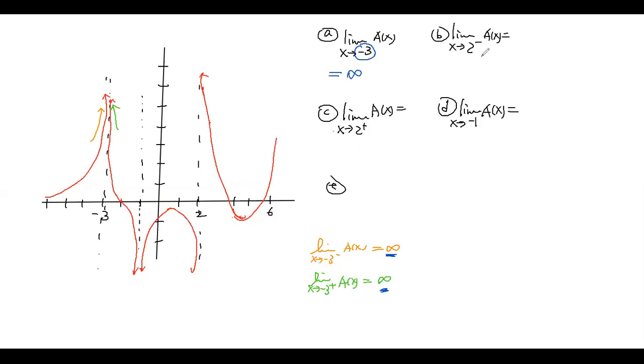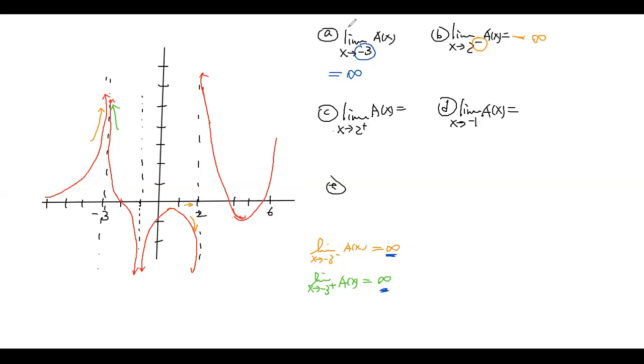The next one is, let's say, x approaches 2 from the left-hand side. That means from here, right? So I'm approaching 2. That means my graph is going down here. So what does this number approach? It approaches negative infinity.